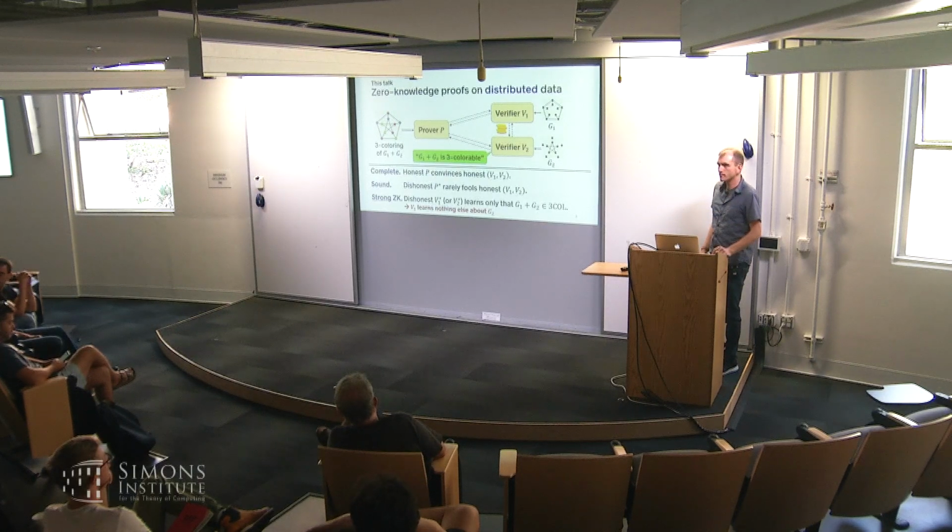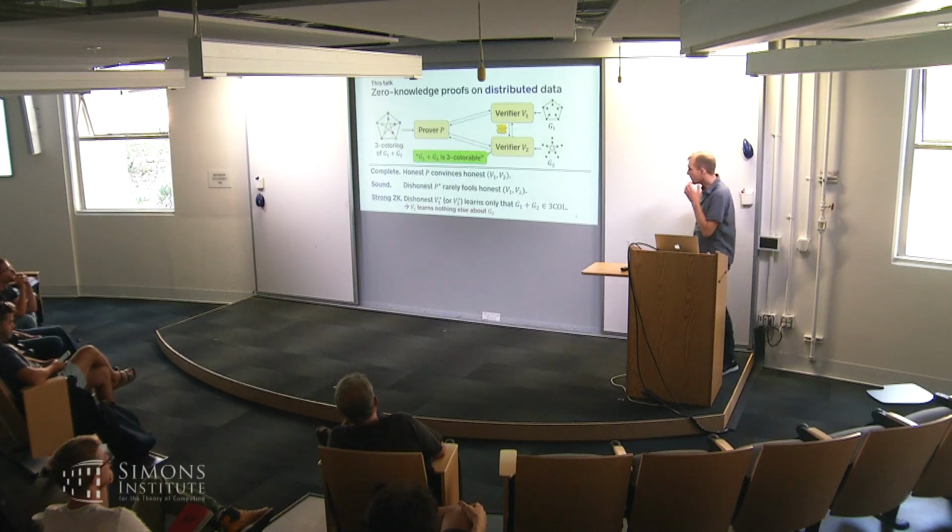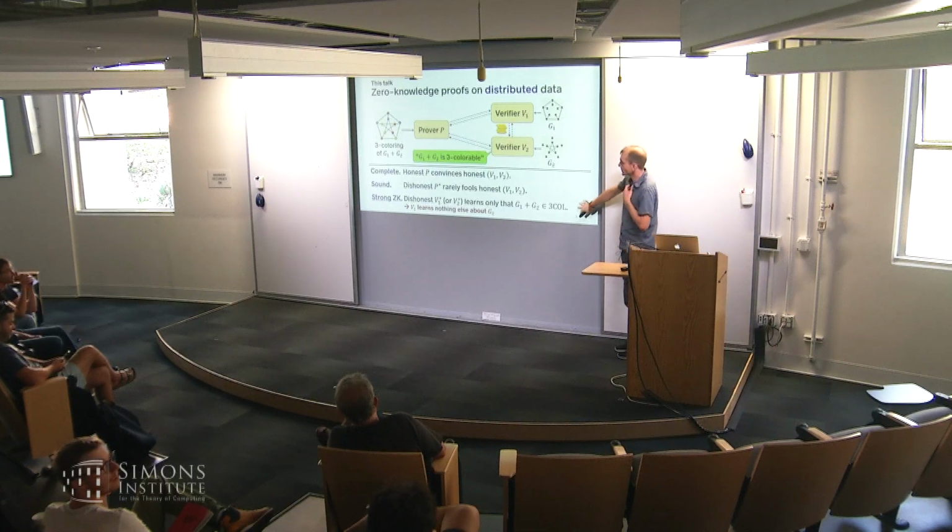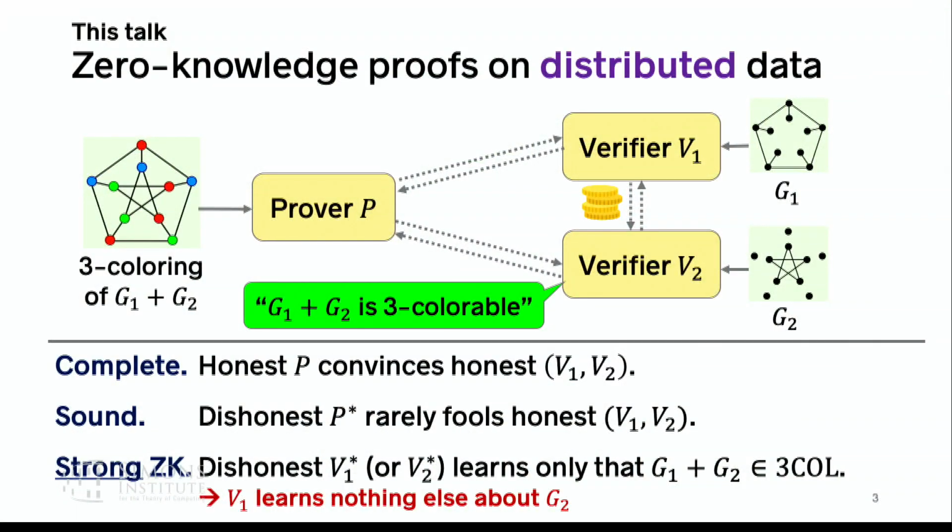Why do you call it strong zero knowledge? The reason we call it strong zero knowledge is that neither verifier actually learns the graph itself. It learns that together they're holding a three-colorable graph, but neither verifier actually knows what the graph is. So it's stronger than the usual notion of zero knowledge. Any other questions about the setup?